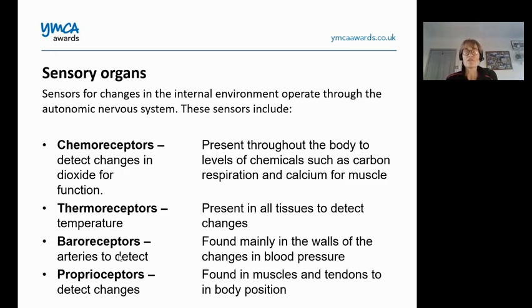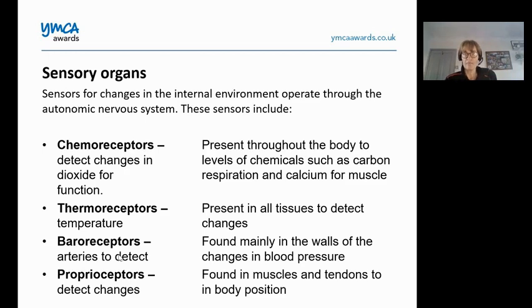So we've got thermoreceptors actually in all our tissues, and they detect temperature changes. And if you remember, I had that image earlier where the body can respond to fluctuations in temperature by either causing sweating or by causing shivering. And those are responses that help us get back into that steady state to keep our homeostatic ranges correct. Then we've got baroreceptors.